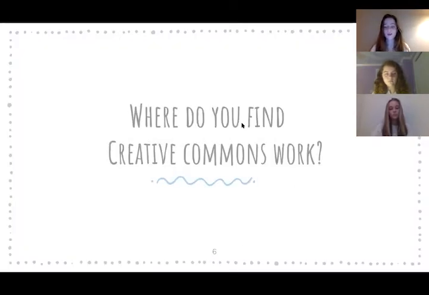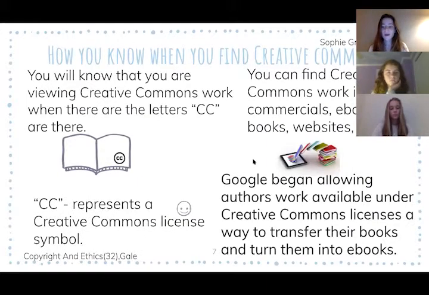Where do you find Creative Commons work? How do you know when you find Creative Commons work? You know when you view something and you see the letter CC at the bottom of your website, document, or whatever you are viewing. The letter CC means that you are viewing Creative Commons work. You can find Creative Commons work through books, websites, ebooks, commercials, and so on. Authors and publishers wanted to have their work available under Creative Commons licenses because they wanted to transfer their paper copy books into ebook versions.